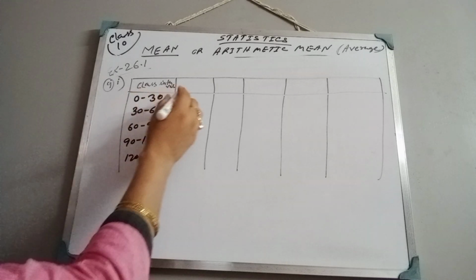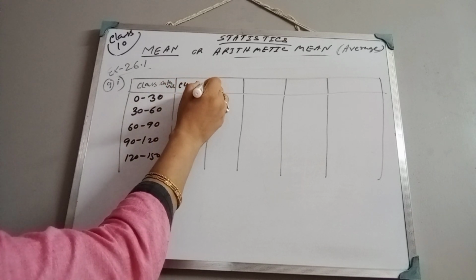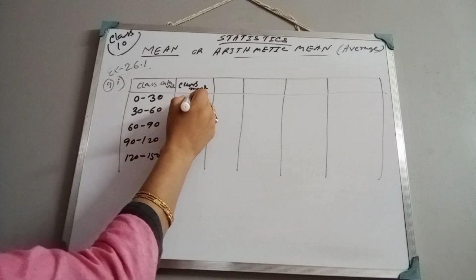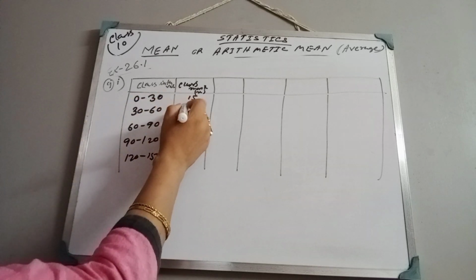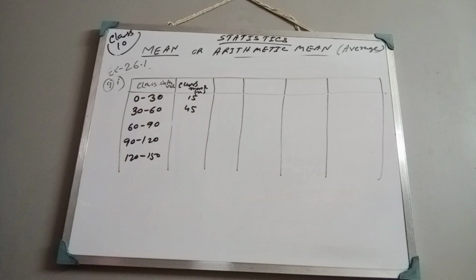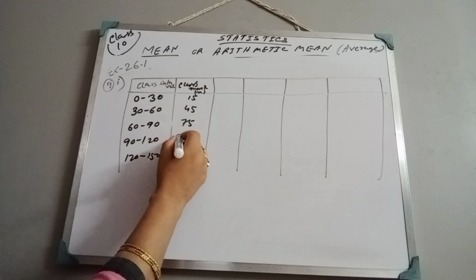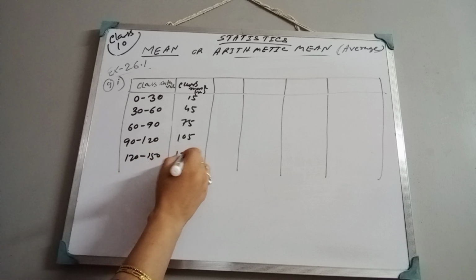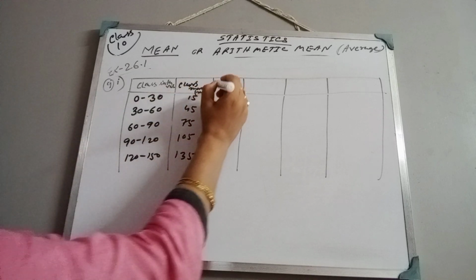Class mark x. 30 plus 0 by 2, that is 15. 30 plus 60 by 2, that is 90 by 2, 45. So 30 gap. Next 75. Next 105. Next 135. Okay. And next is frequency. What is frequency?